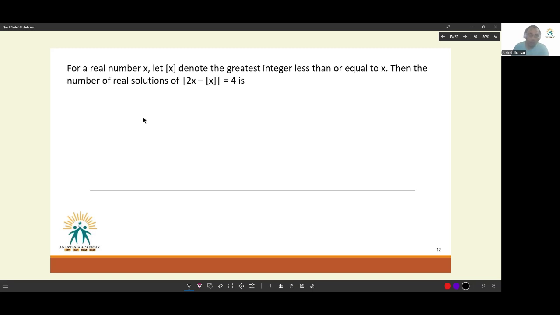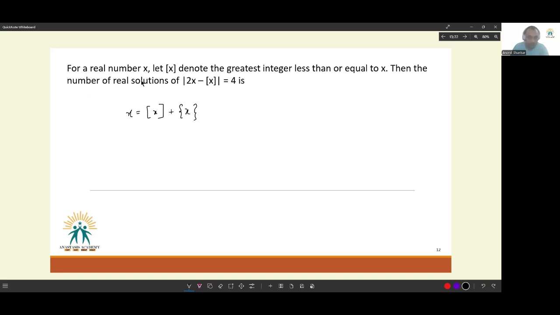Next, for a real number x, let this bracketed x denote the greatest integer less than or equal to x. The number of real solutions to 2x minus this portion x is equal to what? Okay. So we've got, let's say x, the variable x is equal to the integral portion and the decimal portion. This is how the standard notation works.